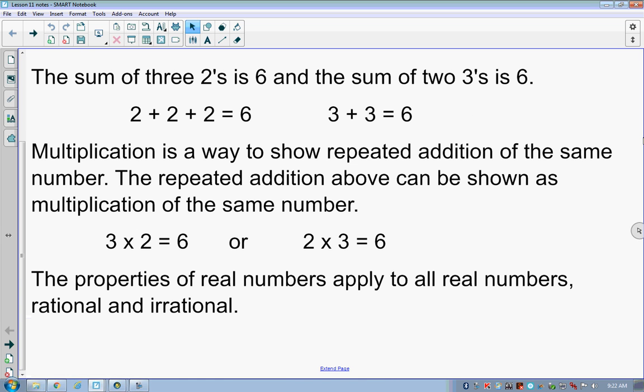So the properties of real numbers apply to all real numbers, rational and irrational. So the only thing that we're not working with here are imaginary numbers. You won't have to worry about that until probably a good chunk of the way through Algebra 2. Okay? And that's a good long ways off for you guys, so that's fine. So we're just talking about real numbers. But that can also include things like pi and the square root of 2. By that I mean irrational numbers. Okay, rational numbers, we can multiply fractions.